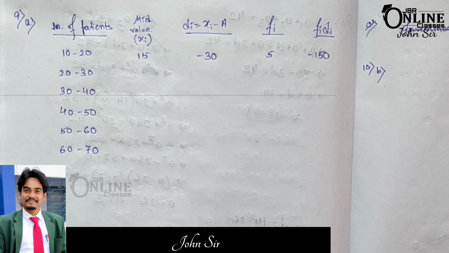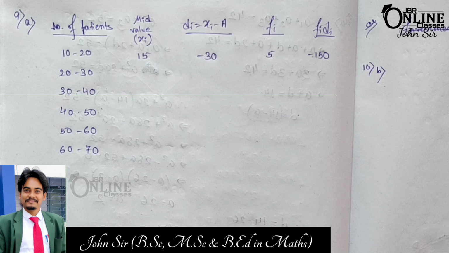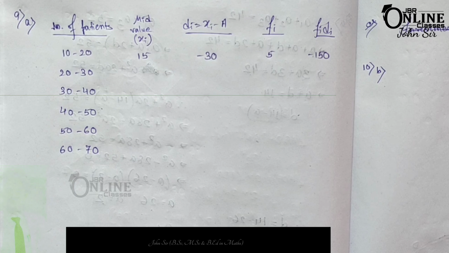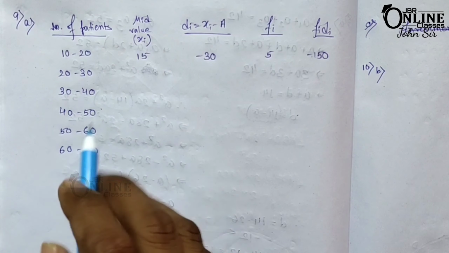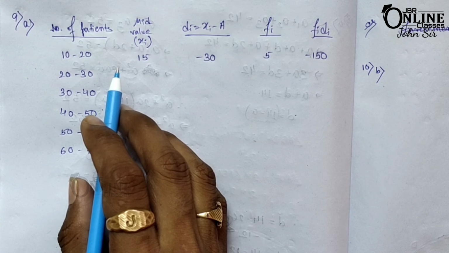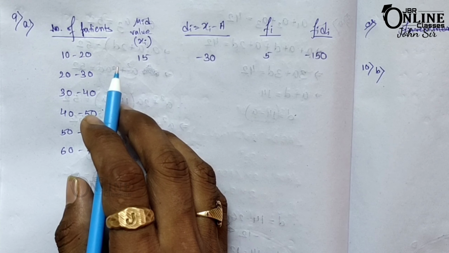So hello everyone, today I am going to start section B from sum number 9 from the paper 2019 ICSE. Here in 9A, the question said that the data on the number of patients attending a hospital a month are given below. Find the average number of patients attending the hospital in a month by using the shortcut method.